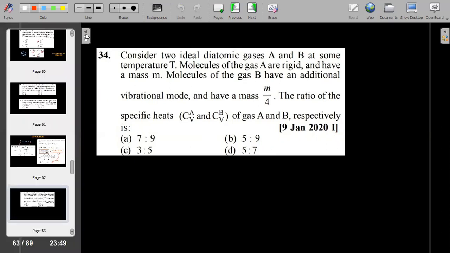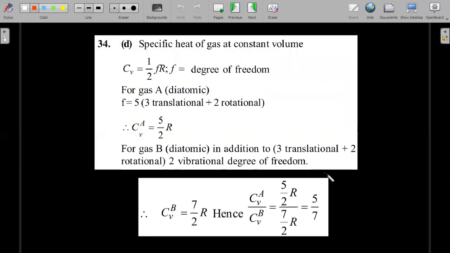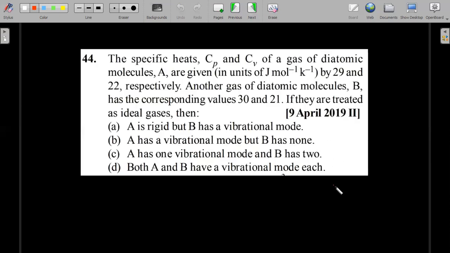Okay, so let's try this one out. As I told you, it is f R by 2, where for gas A there are no vibrational degrees of freedom, so you'll just add 3 and 2, you'll get 5. For the diatomic gas which has an additional mode, one mode of vibration will give you 2 vibrational degrees of freedom. So you'll have 7R/2, simple ratio, 5/7. Get the marks, get out from there. Okay, all right, so let's move forward.